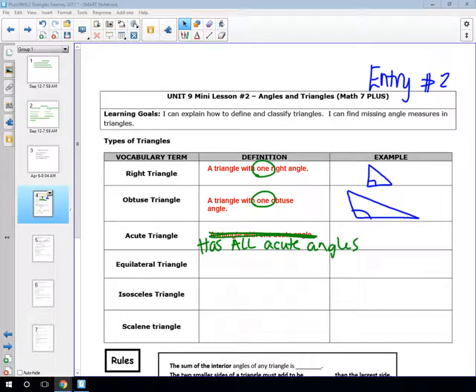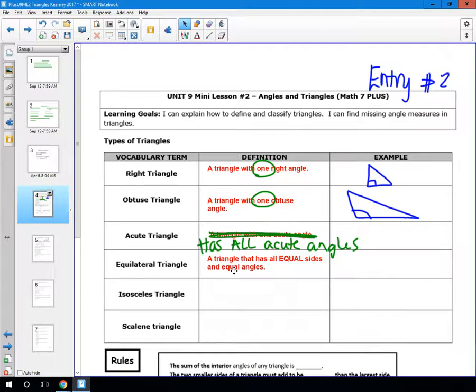Other ways to classify triangles are by their sides. One type of triangle is known as an equilateral triangle. When you hear the word equilateral, what do you hear? Equal. An equilateral triangle is exactly what it sounds like. It's a triangle that has all equal sides. And if all the sides are equal, then all the angles are congruent. So if we were to draw that, we would try to draw a triangle with all three sides equal and all three angles equal.